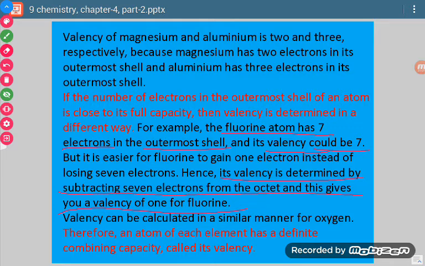Now similarly for oxygen, what is the atomic number? 8. 8 means the K shell contains 2 and the L shell contains 6. Now it will gain 2 electrons and acquire the configuration 2, 8. So its combining capacity will become 2. So an atom of each element has a definite combining capacity, and that definite combining capacity is called valency.